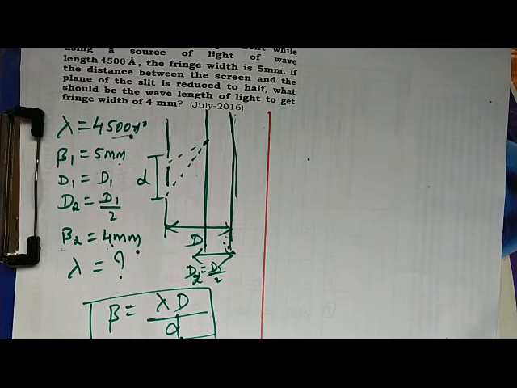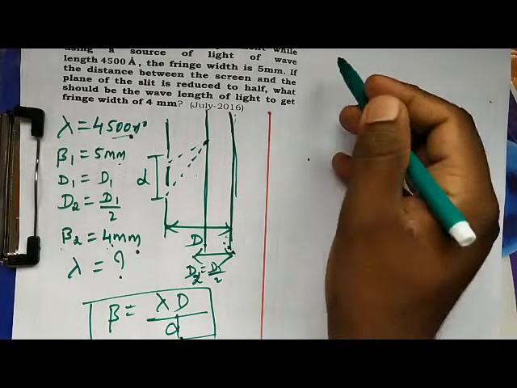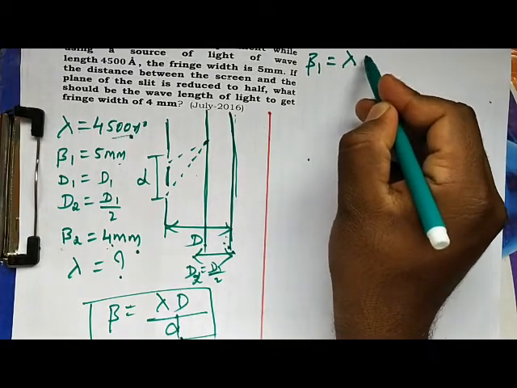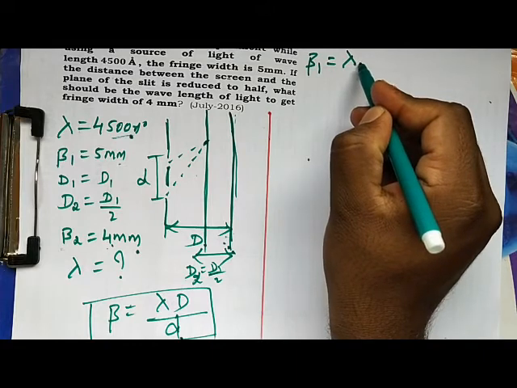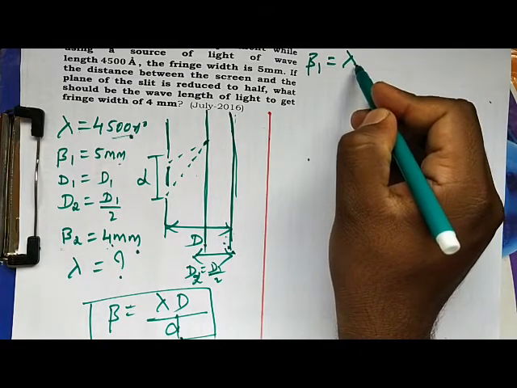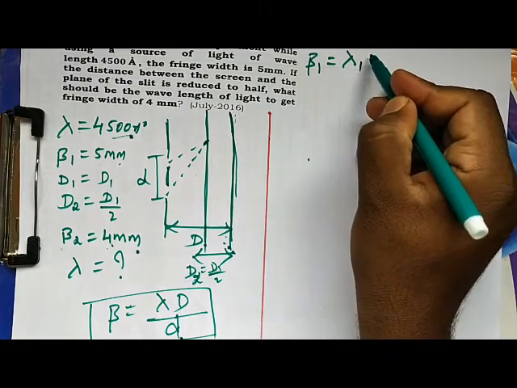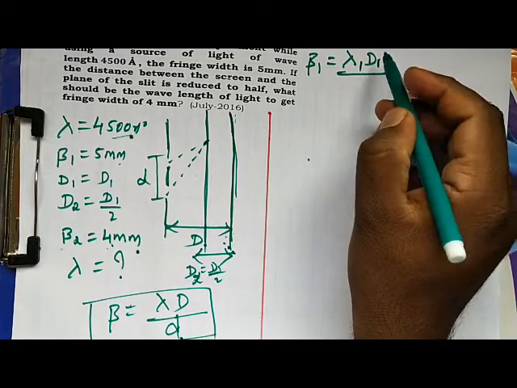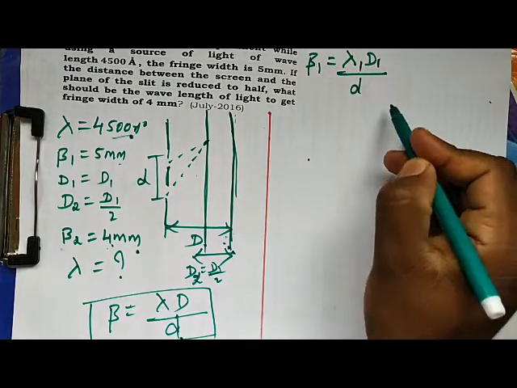So now to calculate here, we need to find out, first we write beta 1. Why? Because he has given the initial distance and final distance and initial fringe width and final fringe width. He is saying, so beta 1 is here, wavelength of the light is also here, changes. So if you take it in terms of lambda 1, the initial distance between slit and screen is d1 divided by the distance between the two slits.